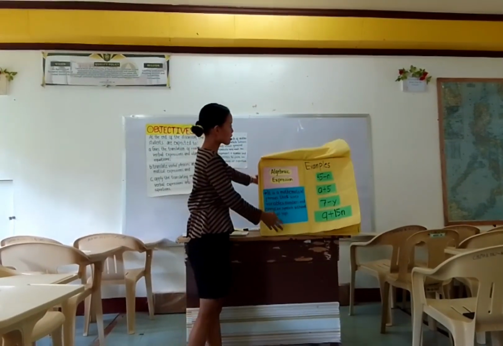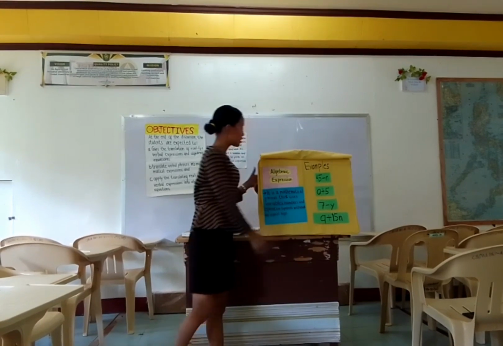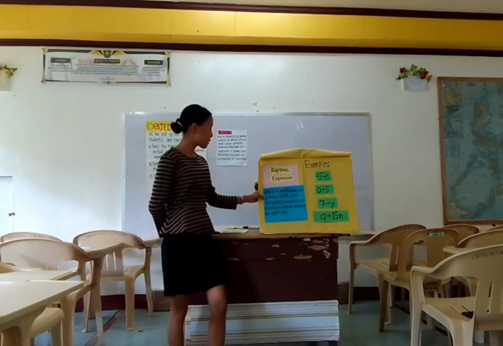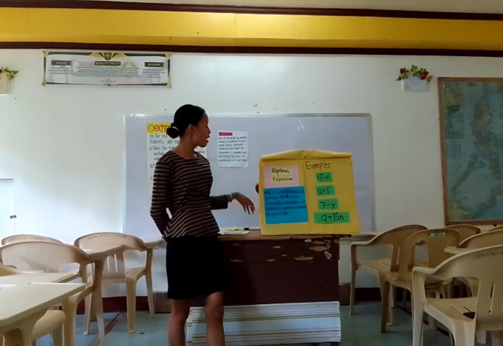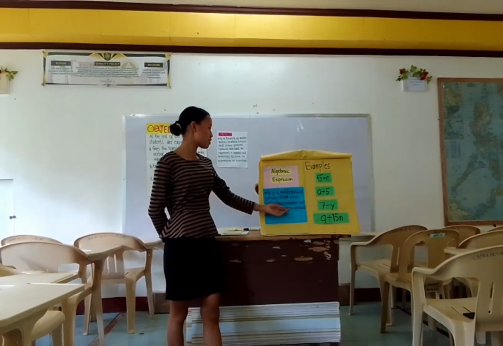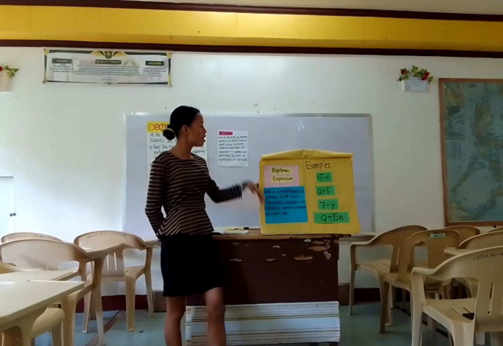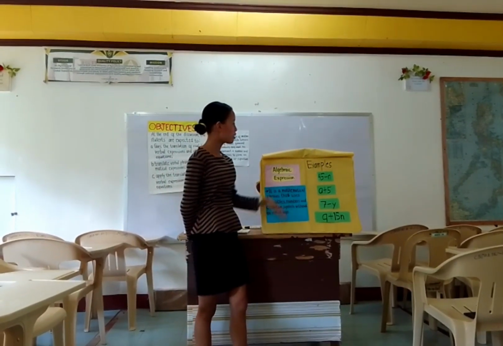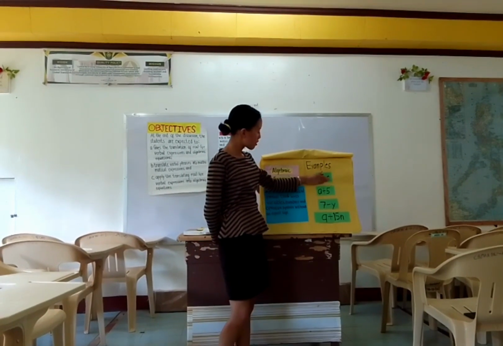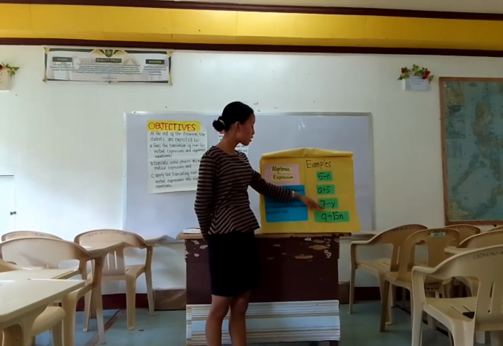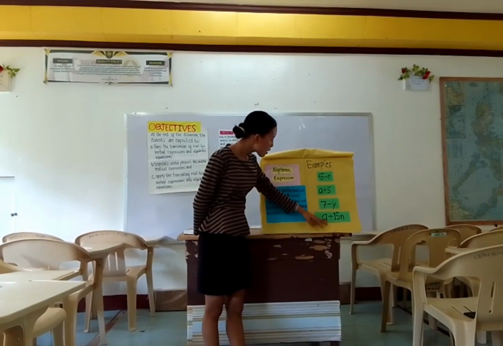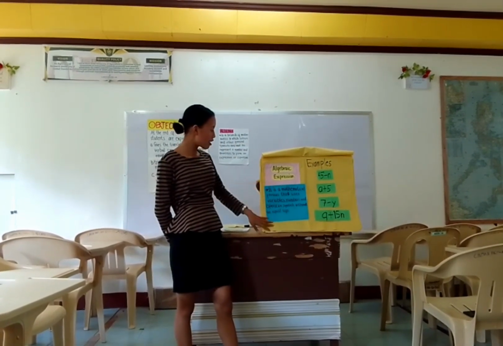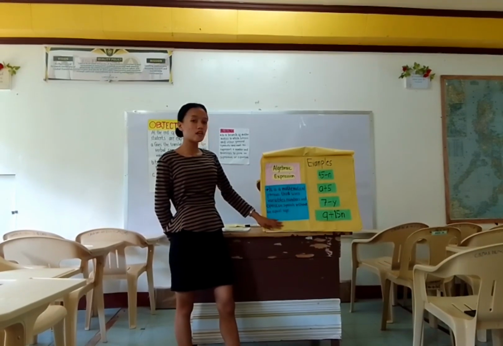Next is the algebraic expression. It is a mathematical phrase that uses variables, numbers, and operation symbols without an equal sign. Here are a few examples of algebraic expressions: 45 minus n, 8 plus 5, 7 minus y, q plus 15n. So in an algebraic expression, there is no equal sign.